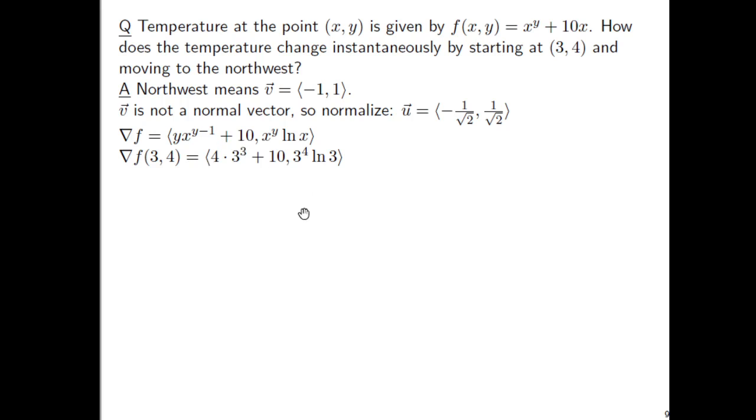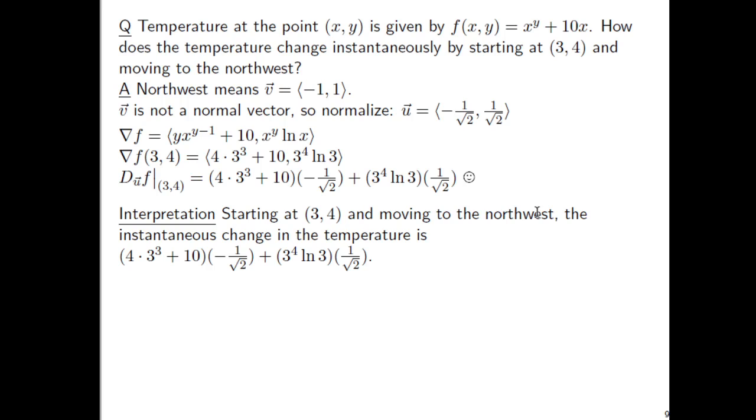So plugged in here. And then to compute the directional derivative is to dot this vector here, the 4 times 3 cubed plus 10, comma 3 to the 4th ln 3 vector, dot that with the -1 over root 2, comma 1 over root 2 vector. And so I didn't bother writing so many steps here. That dot product is this number right there. Okay, an interpretation of what's going on is if you start at the point 3 comma 4 and you start moving towards the northwest, that means that the change in temperature, at least in an instantaneous sense, should be this number here.